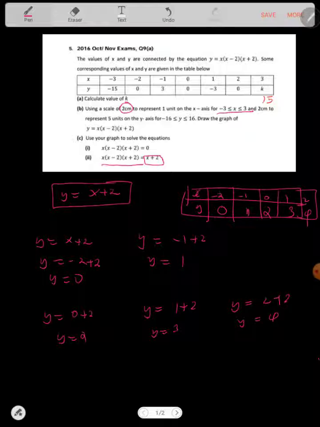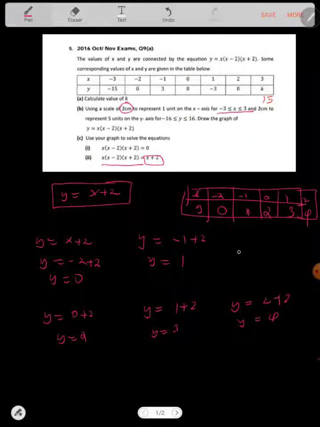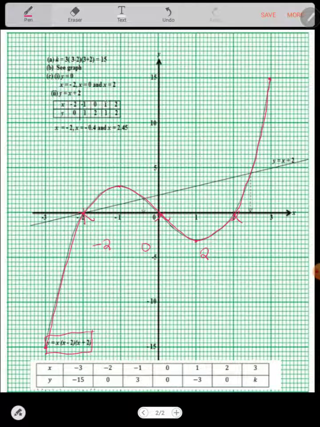Now we need to plot this as a line, which I did here. So -2, 0, when you look at it, it's here. Then -1, 1 is here. Then 0, 2 is here. So you can tell that this is a straight line when you plot it all. Then you plot this straight line.